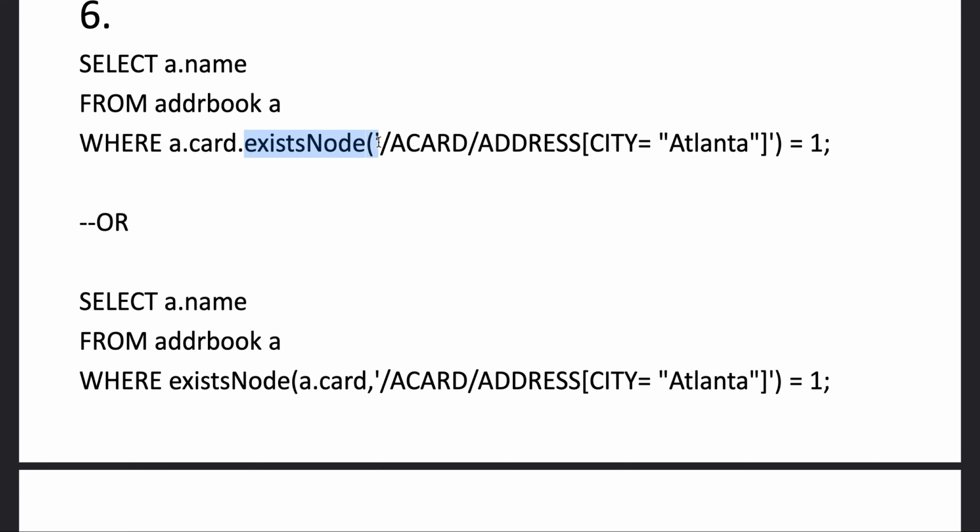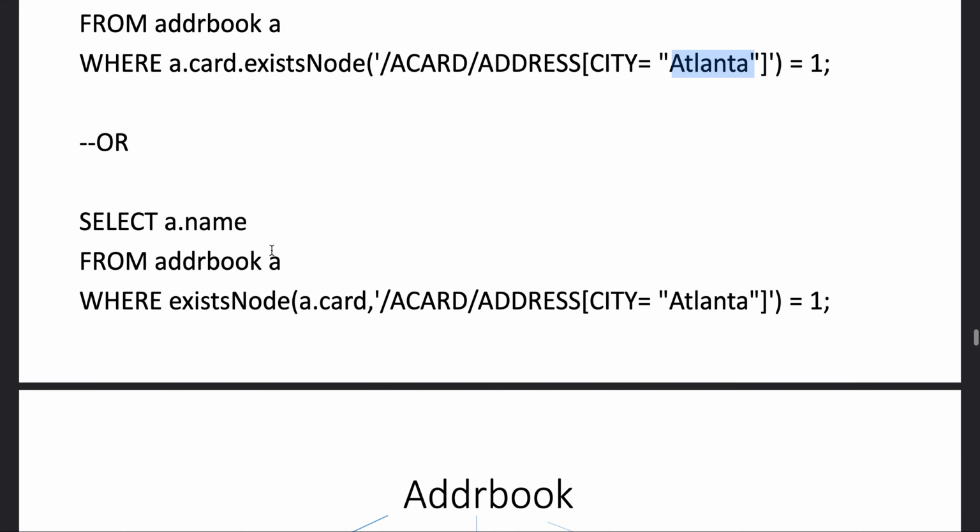It checks if the specified node exists in the XML using the XPath, with the condition in brackets. If it's Atlanta, it returns 1 if it's true and 0 if it's false. So basically we're going to filter it with 1 because we want to know if it's equal to Atlanta.